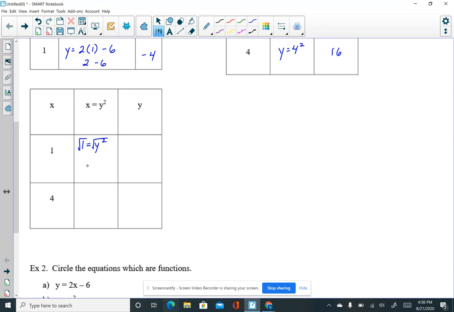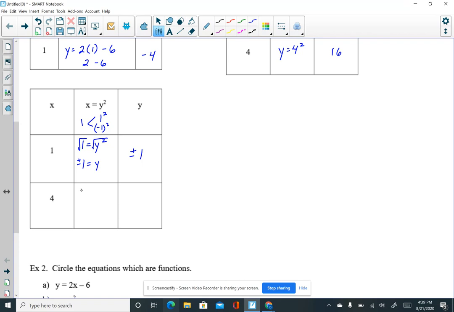So the square root of y squared is just y. But the square root of 1, you ask yourself, what can you multiply times itself and get a positive 1? Well, technically, you can multiply positive 1 as well as negative 1. So we get 2 values there, plus or minus 1, right? Because 1 squared and negative 1 squared both give you 1. If I were to put 1 squared or negative 1 squared, they would both equal a positive 1.